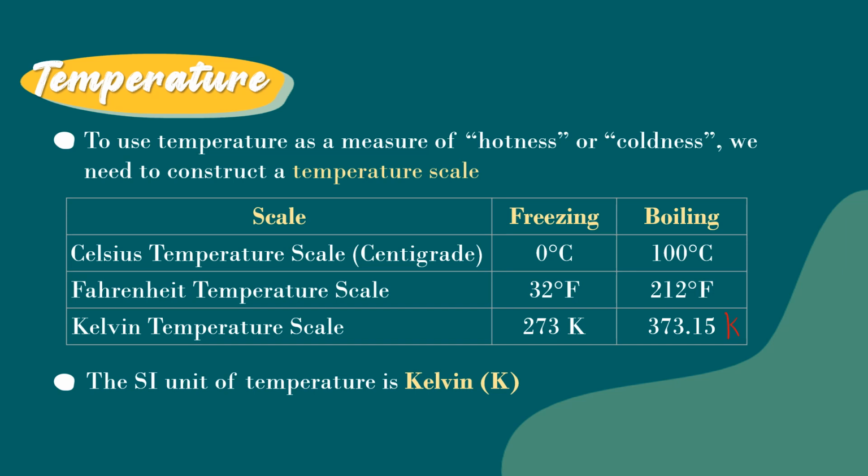Now, the SI unit used in describing temperature is the Kelvin. This is derived from Lord Kelvin. And it is not correct to say degrees Kelvin. So never say degrees Kelvin when describing temperature using the Kelvin temperature scale. Degree is not used with the Kelvin scale.